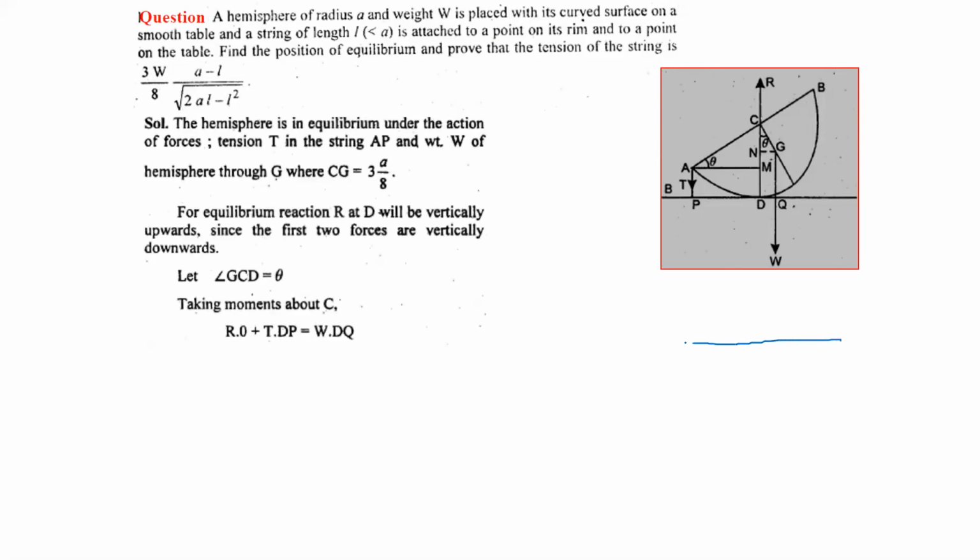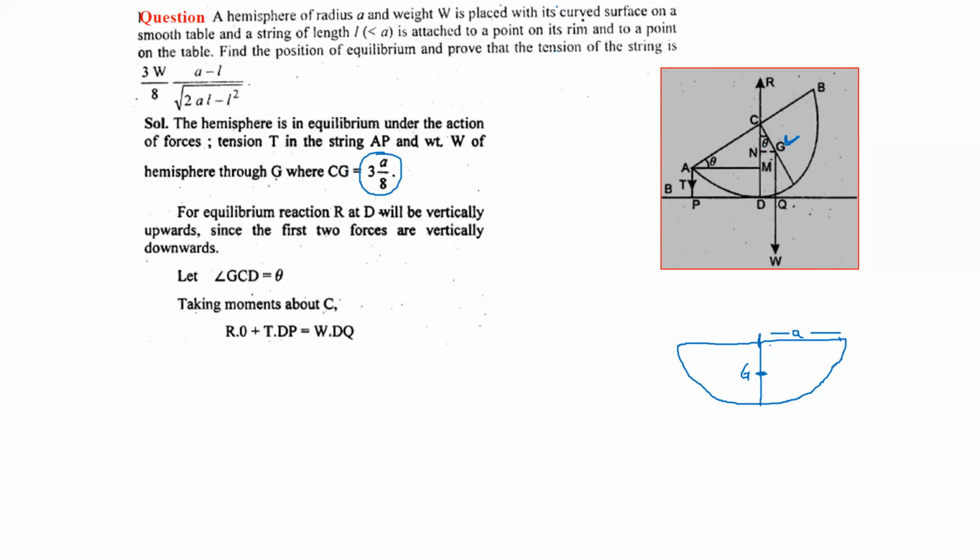Initially, we have a hemisphere, right? This is the hemisphere available to us initially, and its radius is A and weight W. The weight of the hemisphere must act at the center of gravity. I will explain where G will lie. This is the center of gravity at 3a by 8. So when you draw the radius A, on this point the measure is 3 by 8 of A, and there G lies. So this is the initial position. Its weight will act downwards like this. We will make it later on.